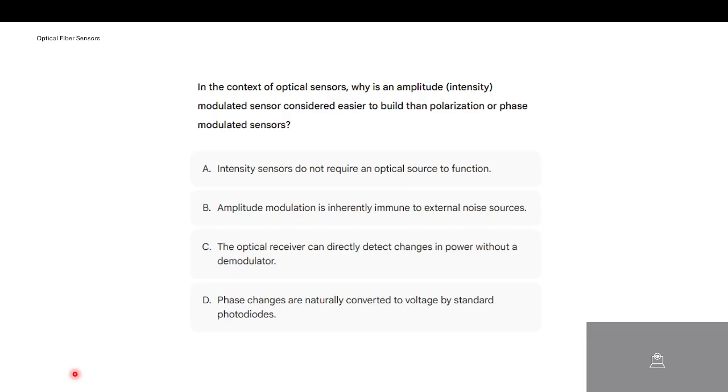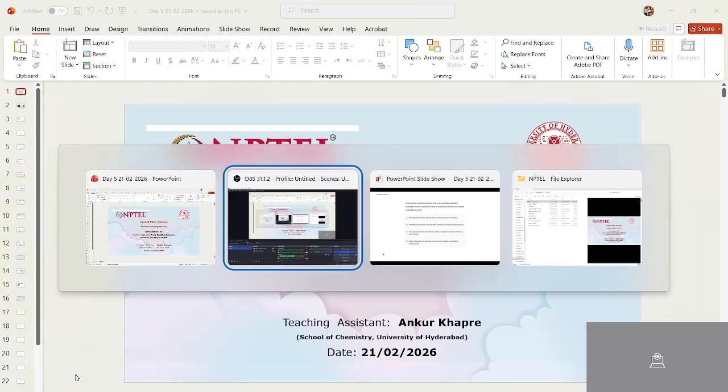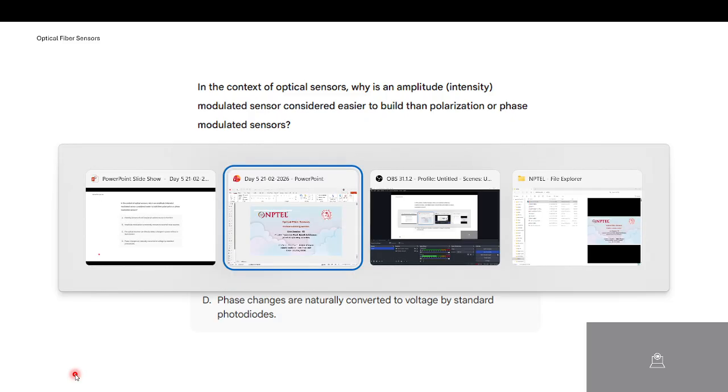Moving towards the question answer session. Yeah, so let's take a 5 minute break, and after that we'll start the question answer session.